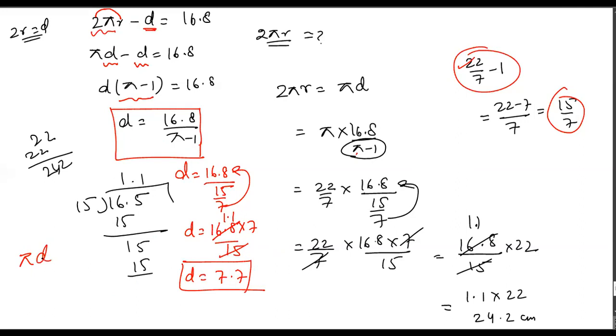Circumference of the circle is pi d. It means if you have the diameter, you need not write 2 pi r. Just write pi d. You know the value of pi is 22 by 7, and d you have calculated, that is 7.7. So when you divide it, you will get 1.1, and when you multiply these two, you will get 24.2. Now you got it?